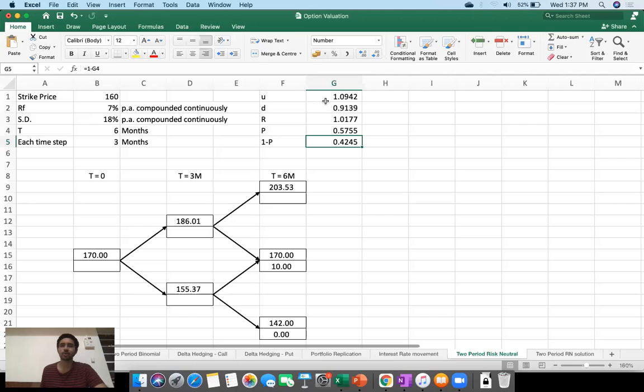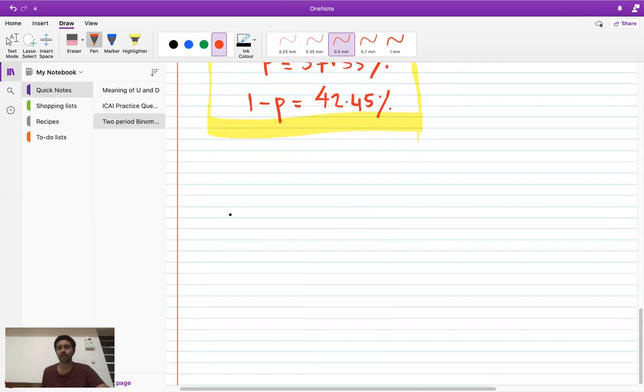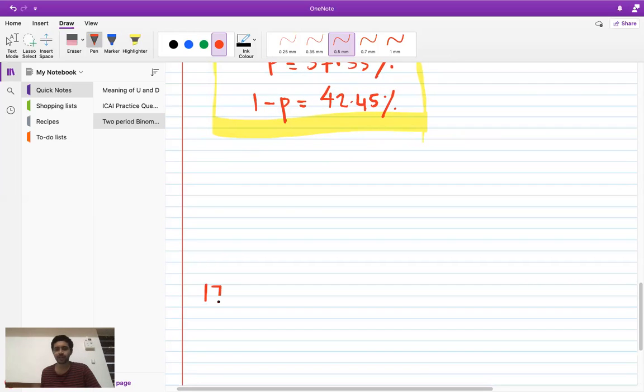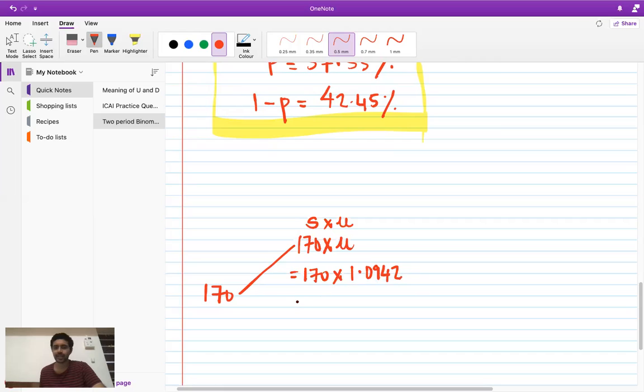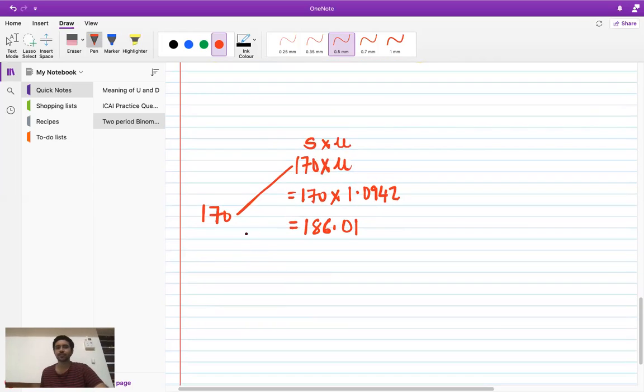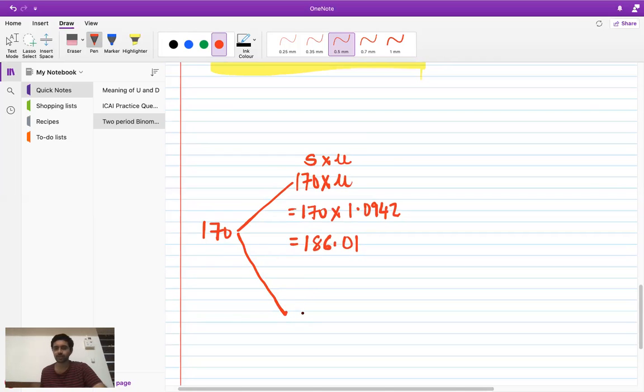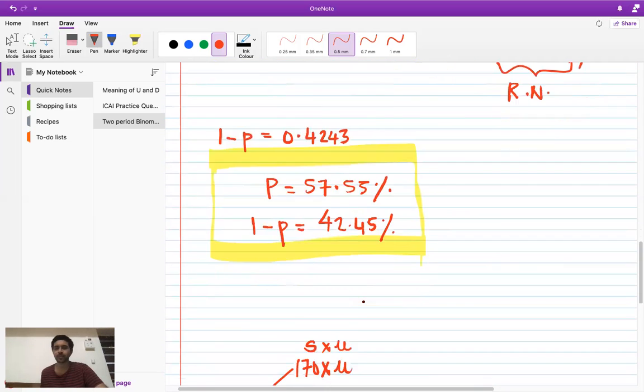If you see, the moment I plotted U and D, these values automatically turned up. But even before, let's calculate those values by ourselves. We have a current share price of 170, which can go up, and the upside price will be the spot price into U, where U is 1.0942. That is 170 into 1.0942, which is equal to 186.01 or 02, whatever. And from here 170 could also fall down, and this value will be S into D, which is 170 into, what was the D in our case? 0.9139.